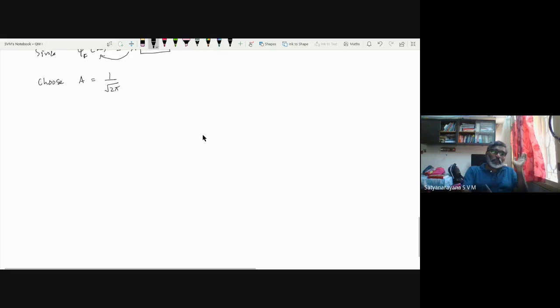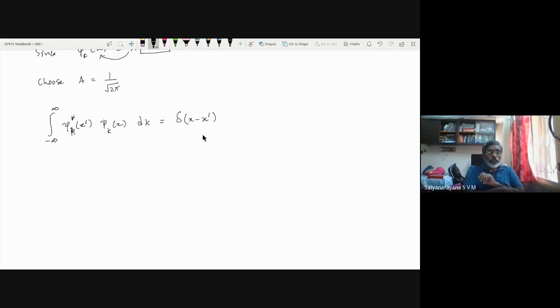Then we have the integral from minus infinity to infinity of psi k star of x prime into psi k of x, dk. This is like a sum over k, okay? That is equal to delta of x minus x prime. So if I allow this, then this kind of normalization is called extended normalization.